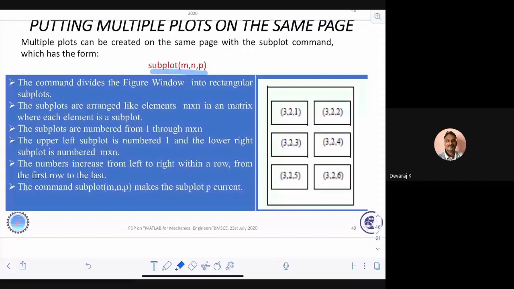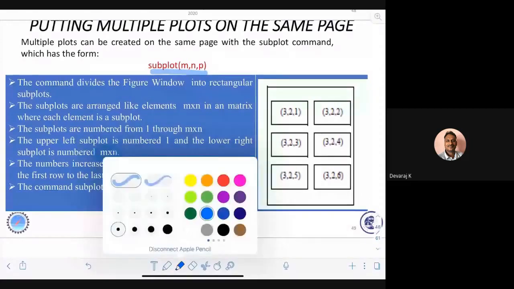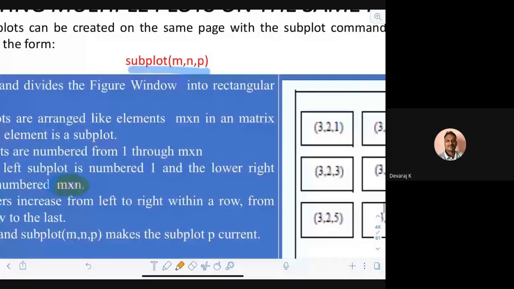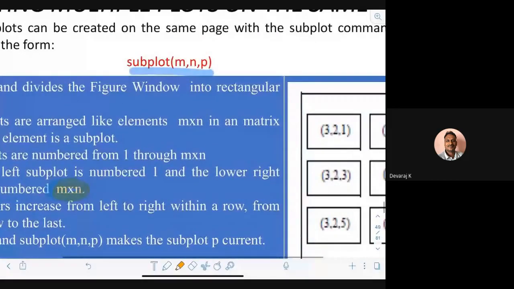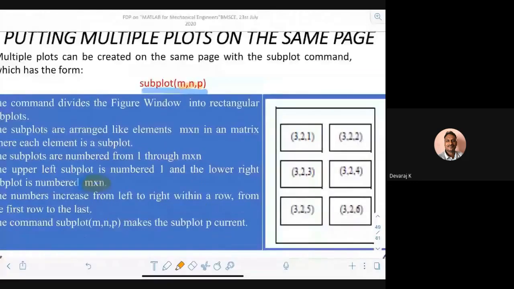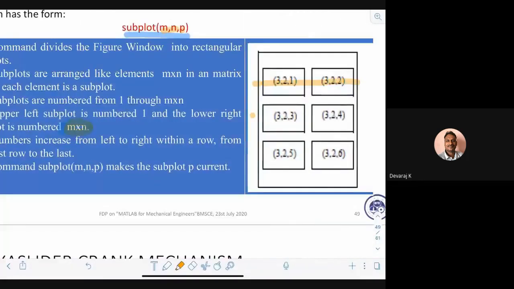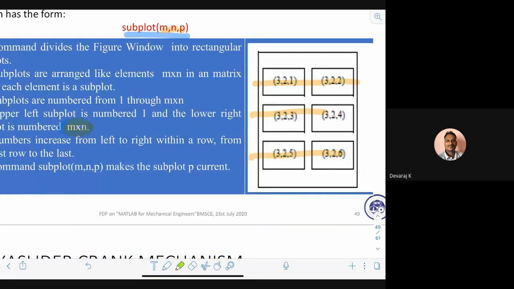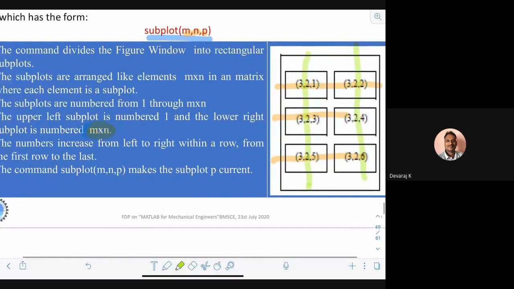So it is defined by m and n. Observe this code, subplot command, subplot m, n, and p. This is very, very important. When it's defined subplot m and n, that means there are m rows, row 1, row 2, row 3. And n stands for columns, column 1, column 2. If you say n is equal to 2 and m is equal to 3, then 3 rows, 2 columns will be the number of graphs that you are going to plot.